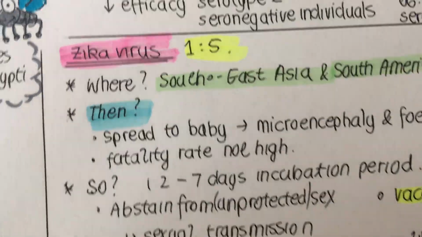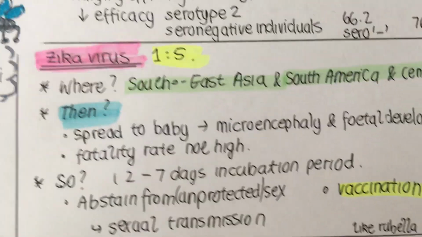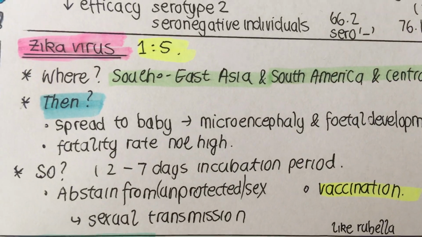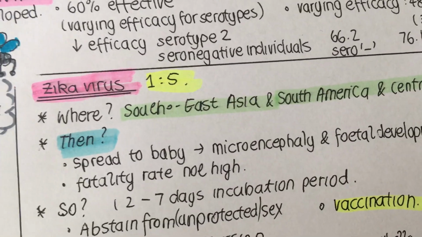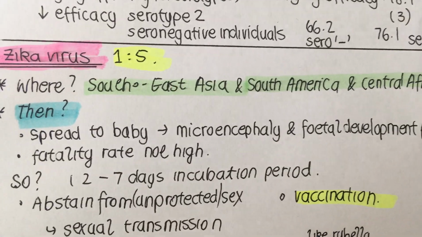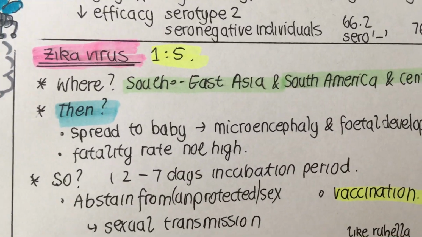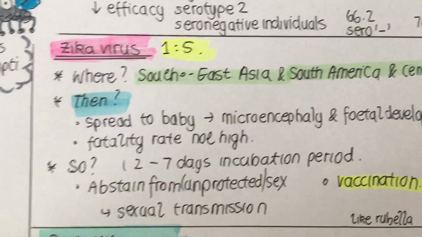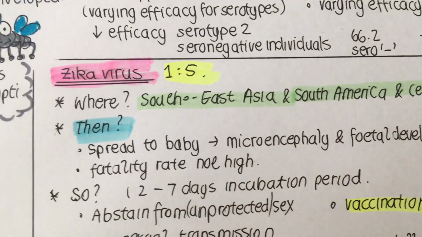Yep. Okay, now moving on to the Zika virus. Compared to the other viruses, Zika virus has a higher apparent infection rate, about 1 in 5. However, it is not as fatal. It is also found in similar parts of the world, such as Southeast Asia, South America, and Central Africa.